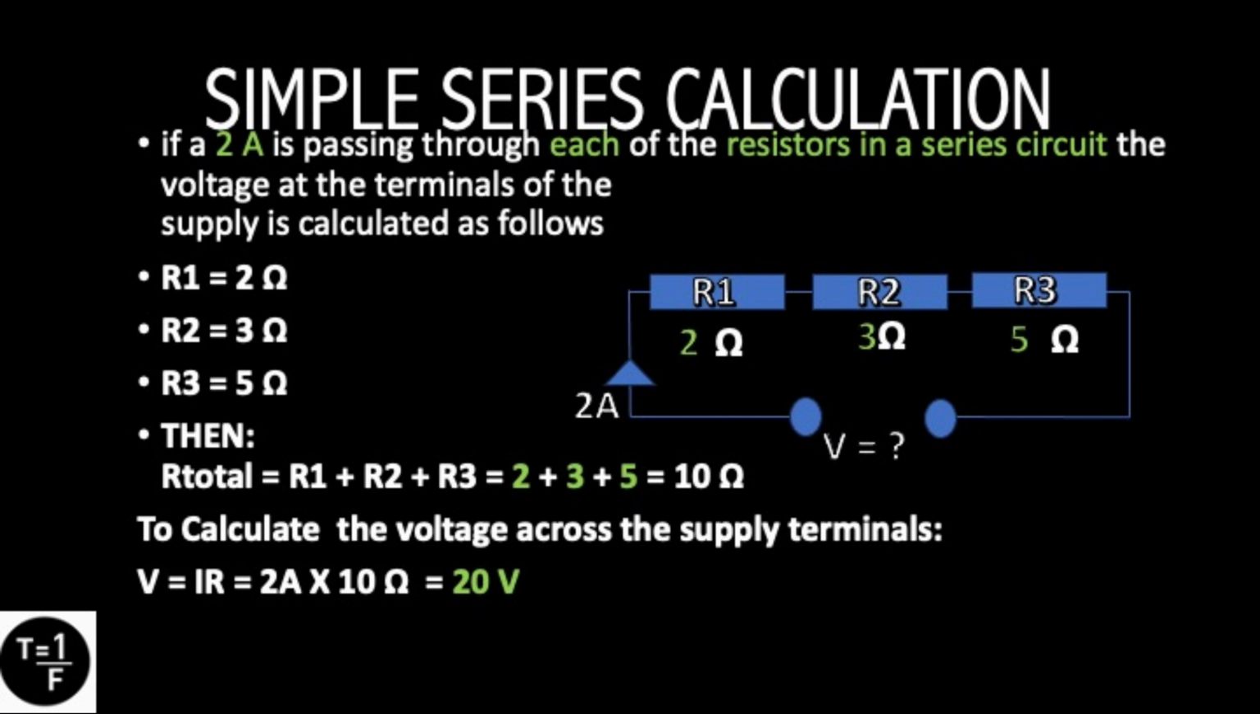Then to calculate the voltage across the supply terminals, we use Ohm's law. V equals I times R. So 2 amps times 10 ohms equals 20 volts.